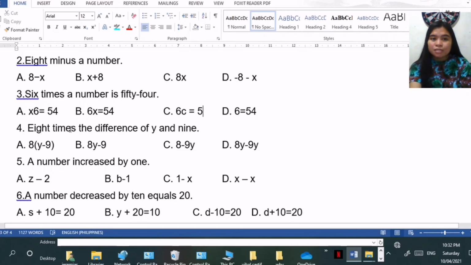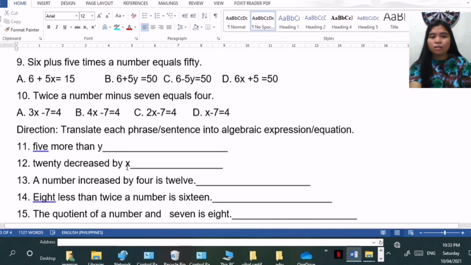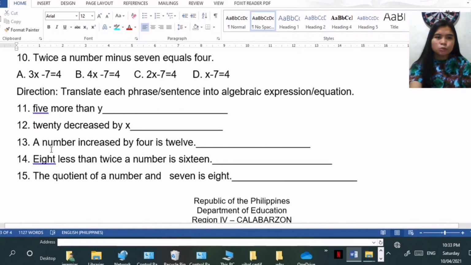8 times, ang 8 daw, ita-times mo sa difference ng y and then 9. Ano yung difference? Minus. Minus daw yung y and 9. Ita-times mo sa 8. O, diba? Alin dyan yung nagpapakita ng sagot. Okay? So, no need to explain it all. Ayan. And then for the second part siguro to, 11 to 15, you are going to write it in algebraic expression or equation. So, 5 more than y.